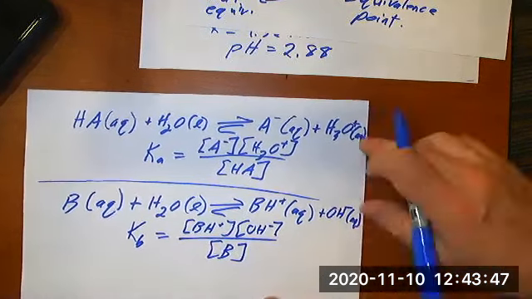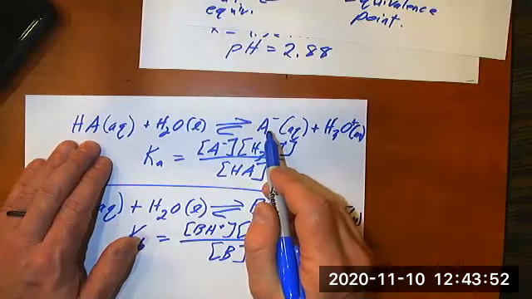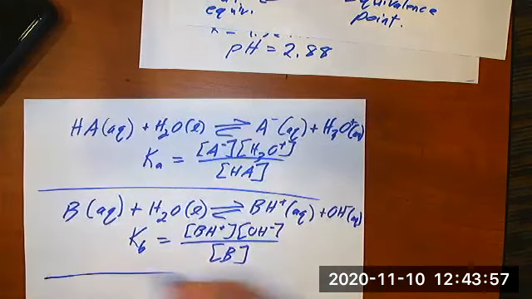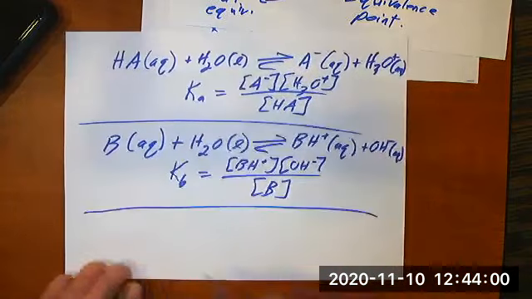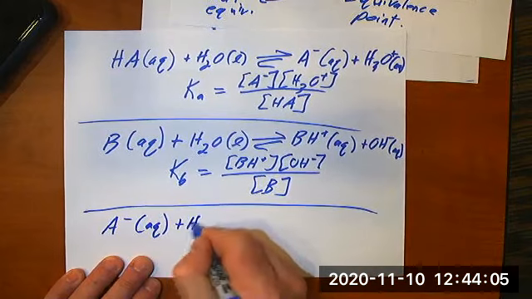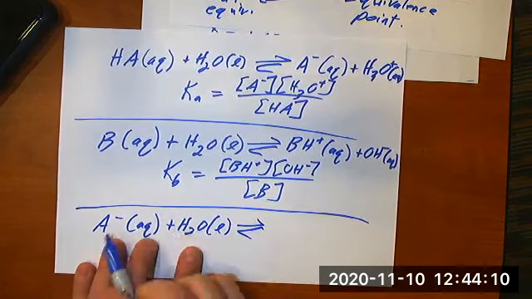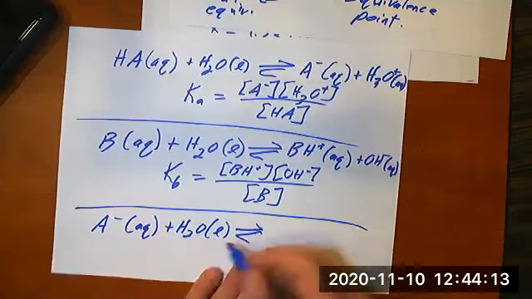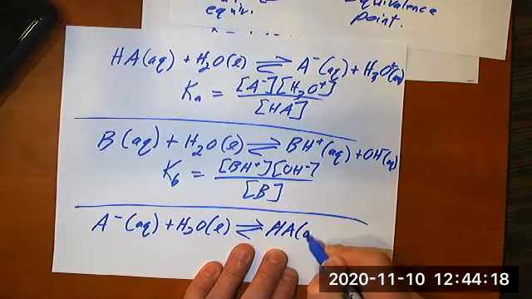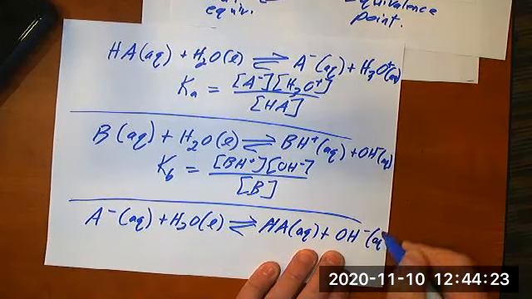But now let's compare these two. We said up here, if this is a weak acid, then this is its conjugate base. So let's now write the standard base reaction for A minus. A minus, aqueous. Our standard base reaction is reacting with water, liquid. It's acting as a base, so it is pulling a hydrogen off of the water. So you end up with HA, and you're left with OH minus from the water.